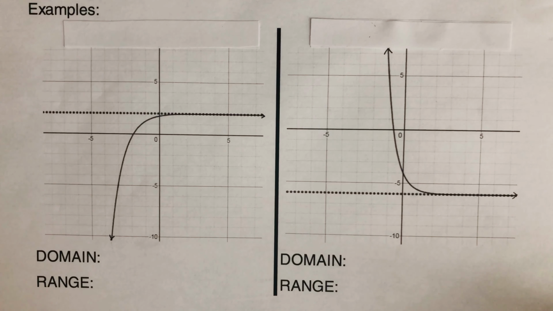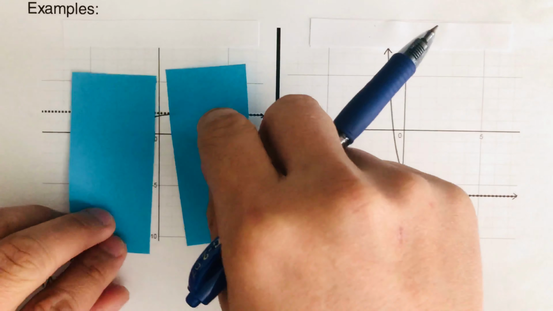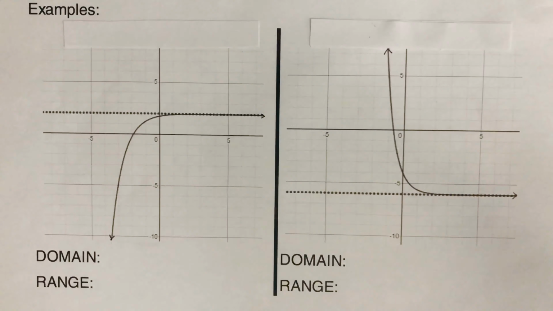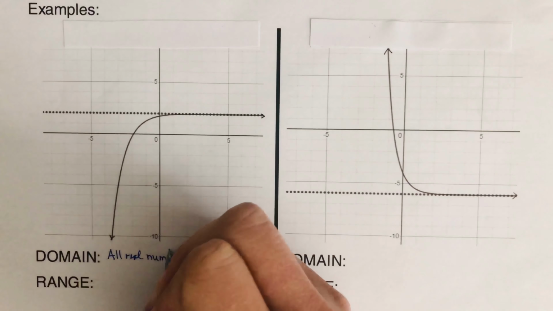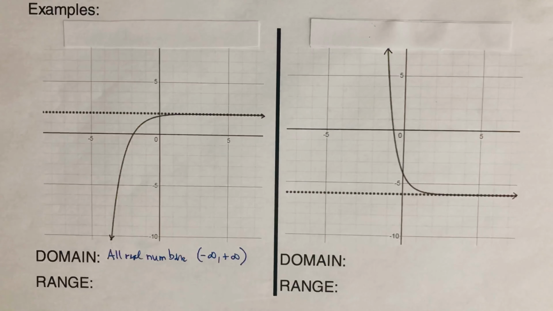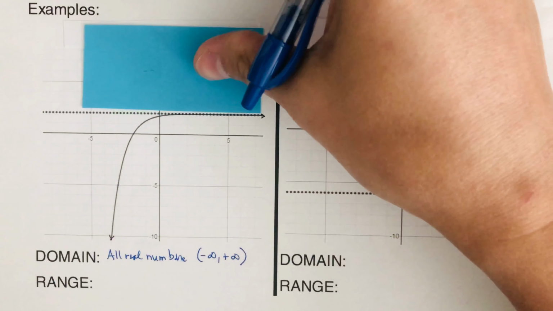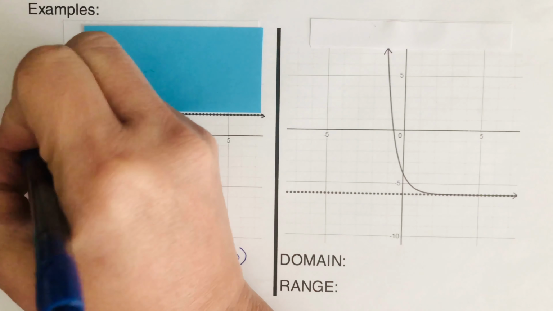Okay, so let's go over the problems here. The domain for this would be, since we go left and right and look at the boundary, it doesn't have any boundaries, so this is going to be all real numbers. Okay, now let's look at the range. Our asymptote is located on 2. So this is y is equal to 2.